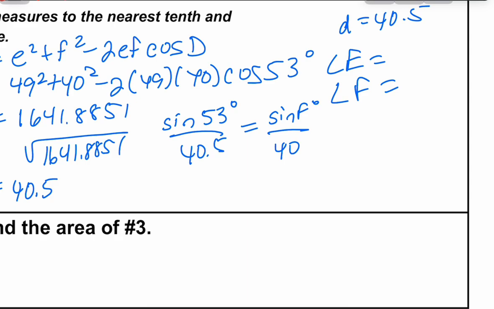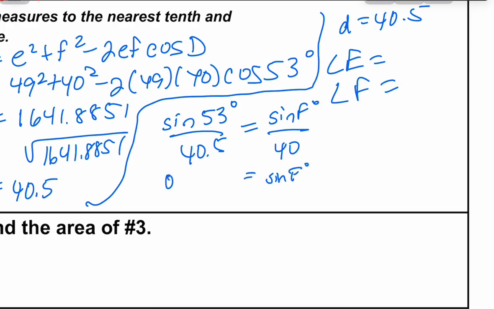Once you use the law of cosines, you never have to do it again. We can now focus on the law of sines. If we put into our calculator the sine of 53 times 40 divided by 40.5, just cross multiply, we get that the sine of F is 0.788775. Again, that's an answer that's populated into my calculator, so this is a great time to use that answer button. But remember, you're going to have to do the inverse sine of that answer.